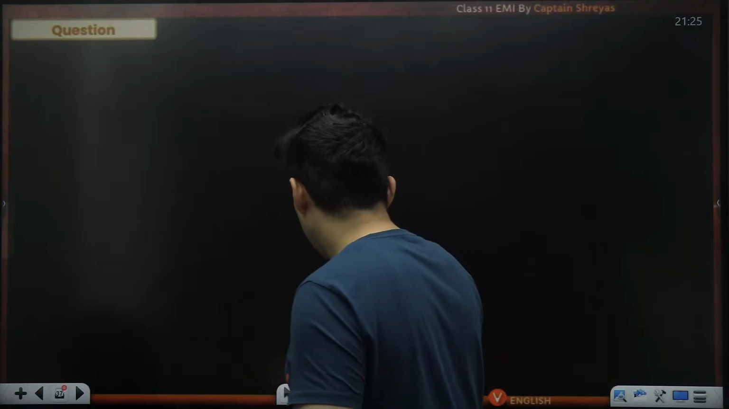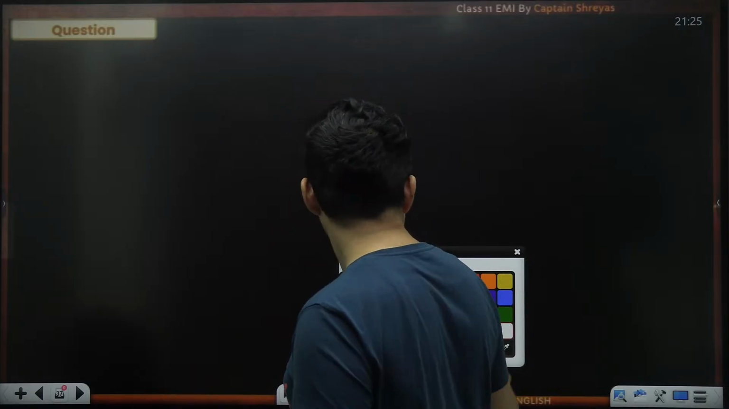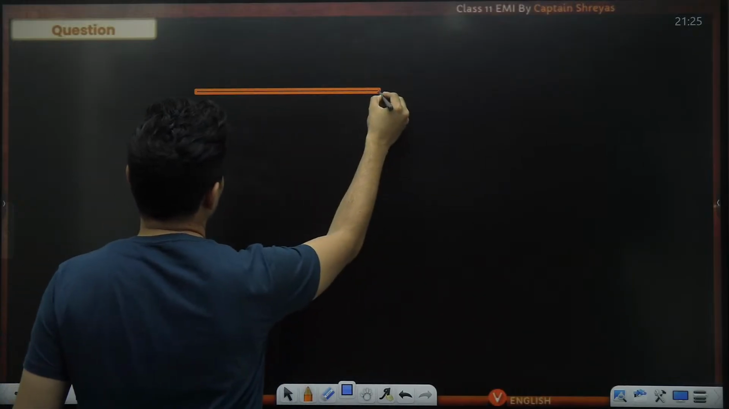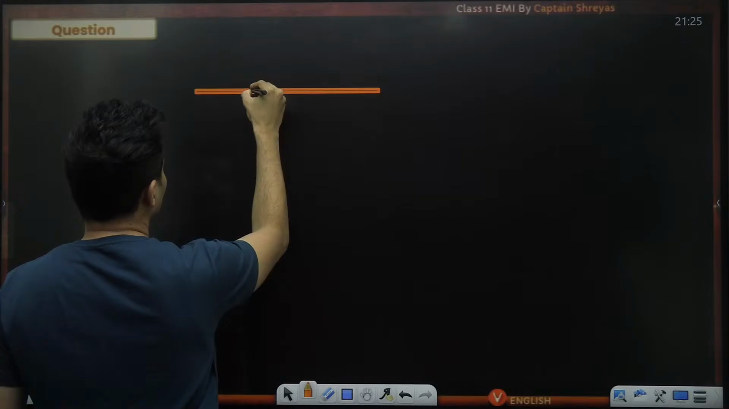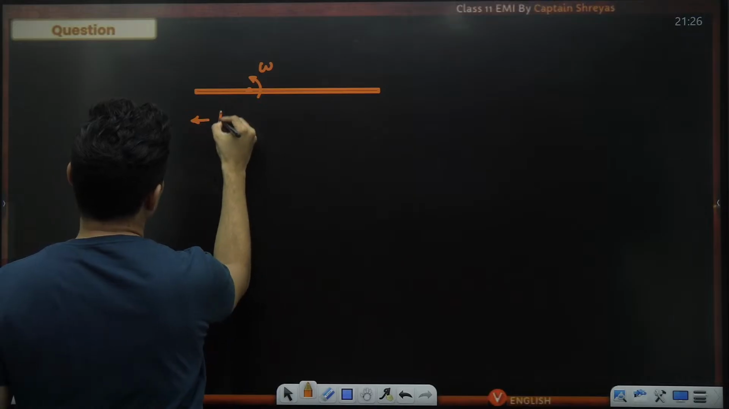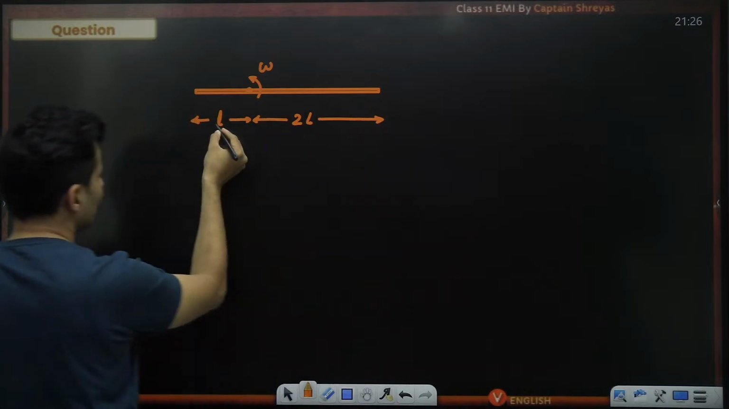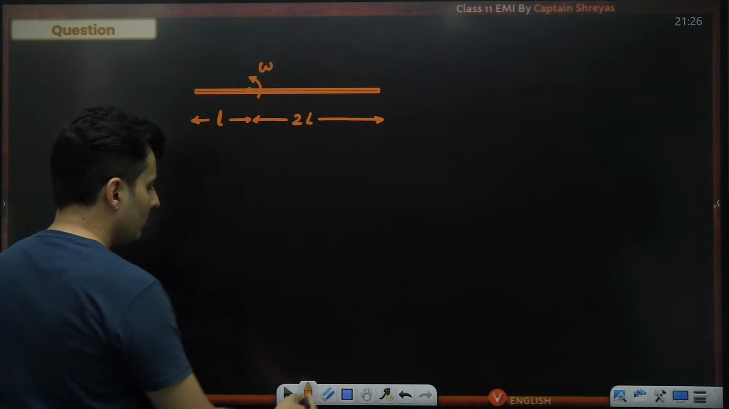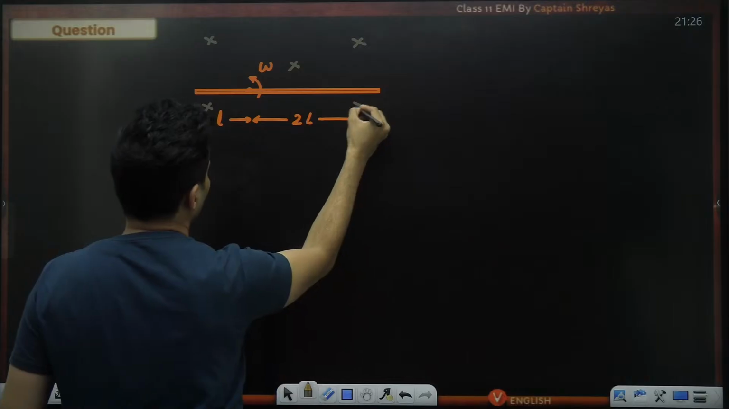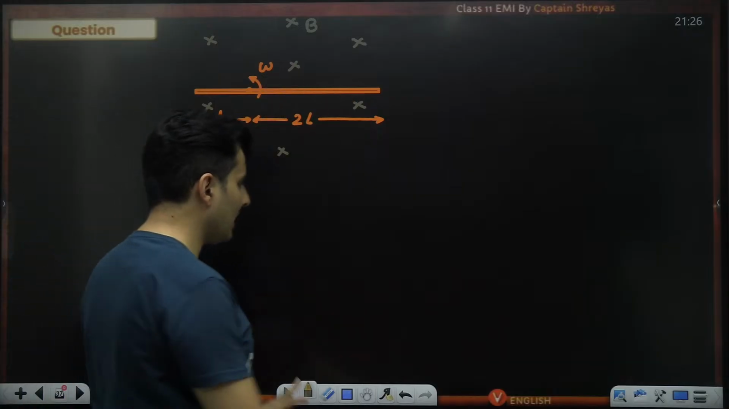Now, let's take another interesting scenario of this motional EMF, where sometimes, imagine this is asked. There is a rod here and it is hinged somewhere over here, moving with omega. This is L, and let's say this is 2L, 3L, 4L, anything, or this is 3L, this is 2L, whatever. Now, again, there is a magnetic field over here.